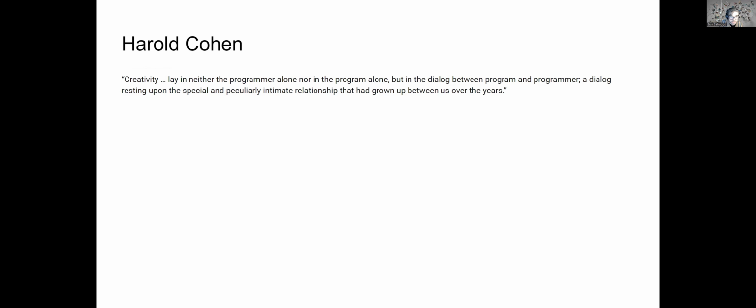Creativity, Cohen writes, lay in neither the programmer alone nor in the program alone, but in the dialogue between program and programmer, a dialogue resting upon the special and peculiarly intimate relationship that had grown up between us over the years. And after Harold Cohen died in 2016, Aaron was wiped out by a power surge from a lightning storm. Weird, but true.